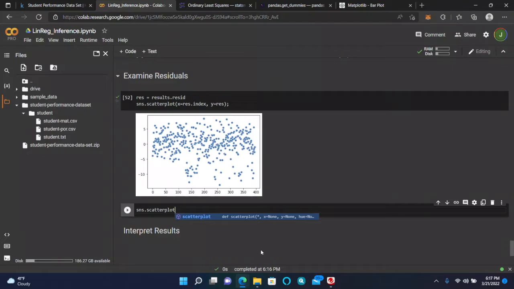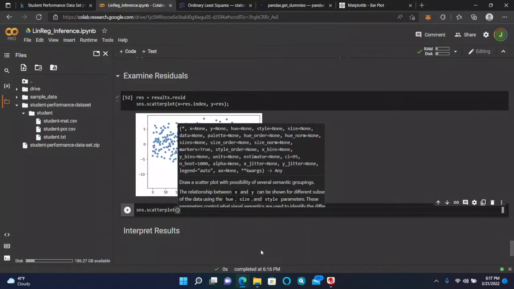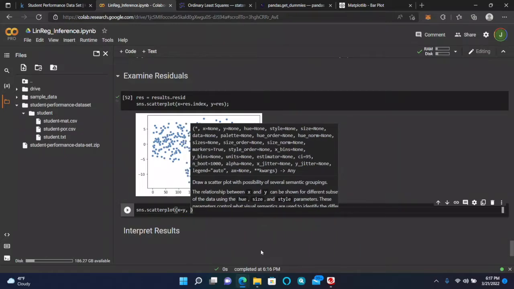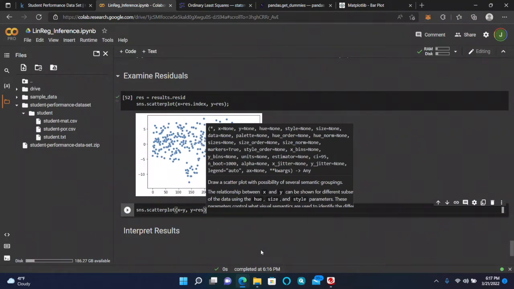There's a couple more ways that I think we ought to look at them. And what we're going to do is we're going to put the original y values, the target variable, on the x-axis, and we're going to put the residuals on the y-axis.